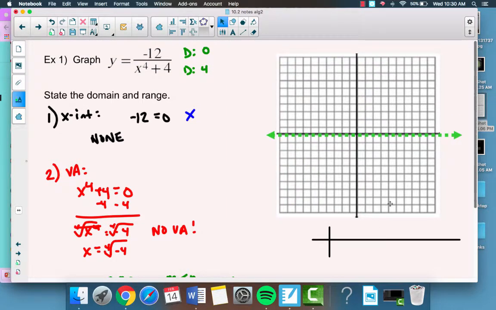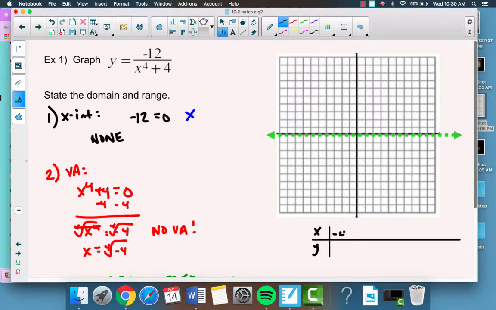Okay? So now that I've established these three things, now I can just go ahead and make a table of values, and I can plug in some points. And what points you pick will just be kind of dependent on the graph that you're working with. There's no vertical asymptote, so you can pick any positive or negative numbers.